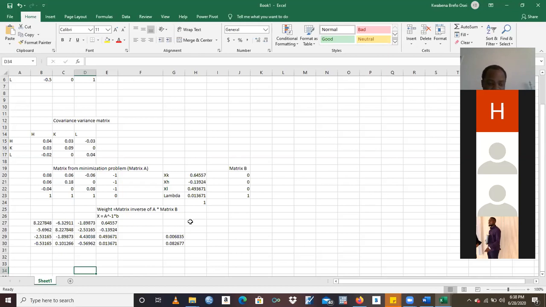Here the weights, the X, K, X, H, and XL are not. This is the not formula for them. I think this is the right formula, or no? My network is not good, so if you can repeat it. Yes, this is the right formula. Here in the cell H22, it's the right formula for Excel. Yes, that's the right formula. So as long as you have the information in the variance covariance, everything correct, you get the correct answer. But the formula is correct.